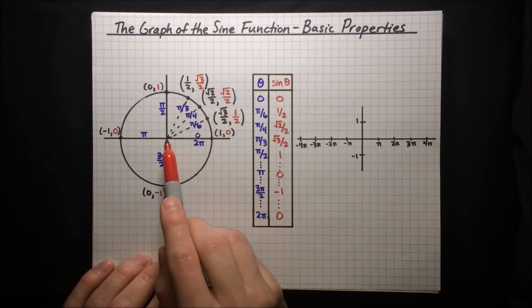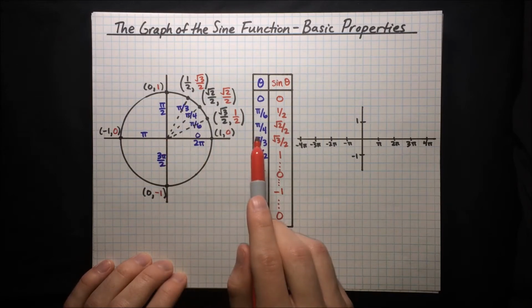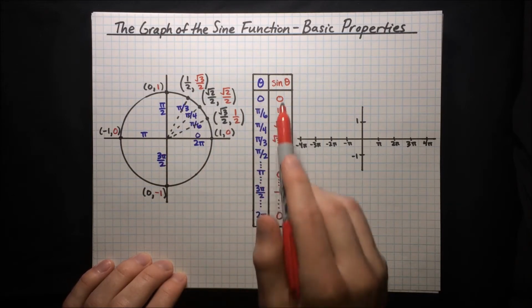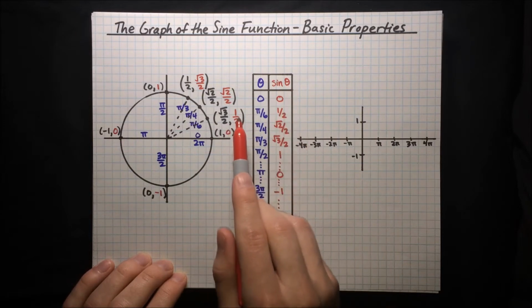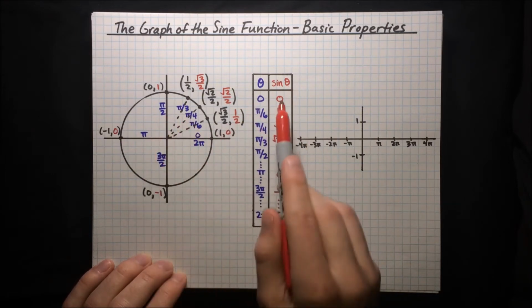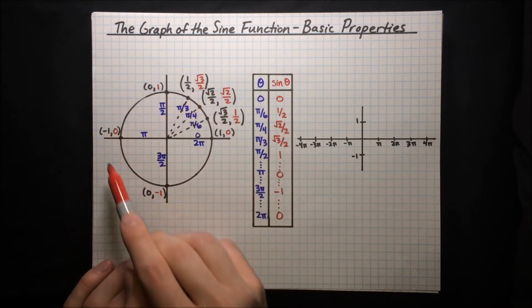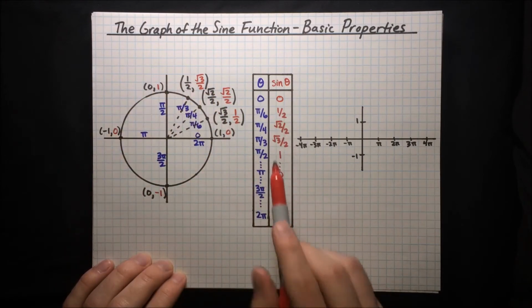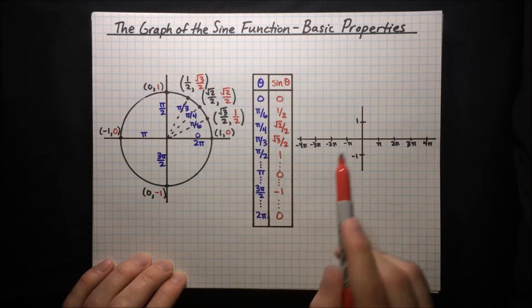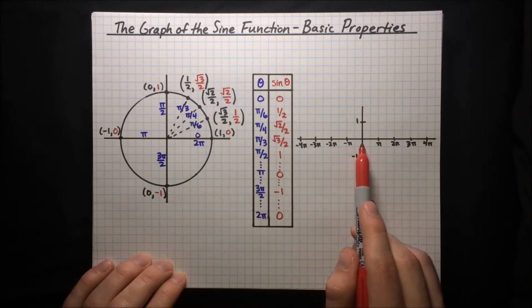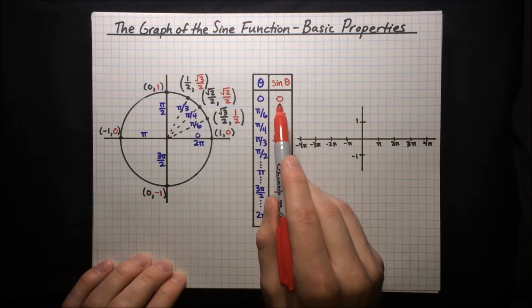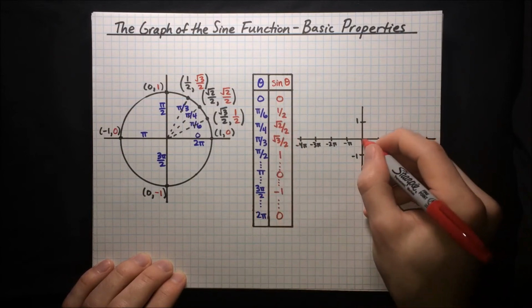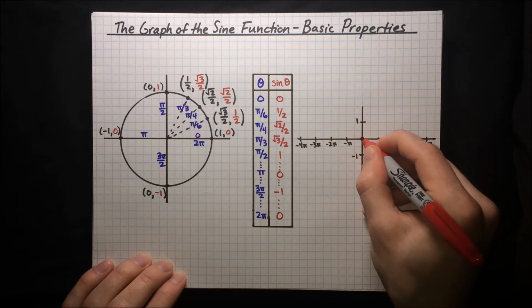So we can use this unit circle to construct a table with theta, our angle, and sine theta as a function of theta, and that's just the y values. Theta we get from the blue angles, sine theta we get from the red y values, all throughout the unit circle. And we can put this information right on this graph to see what the graph looks like. So starting out, when theta is 0, sine theta is 0. So that corresponds to a point right at the origin.